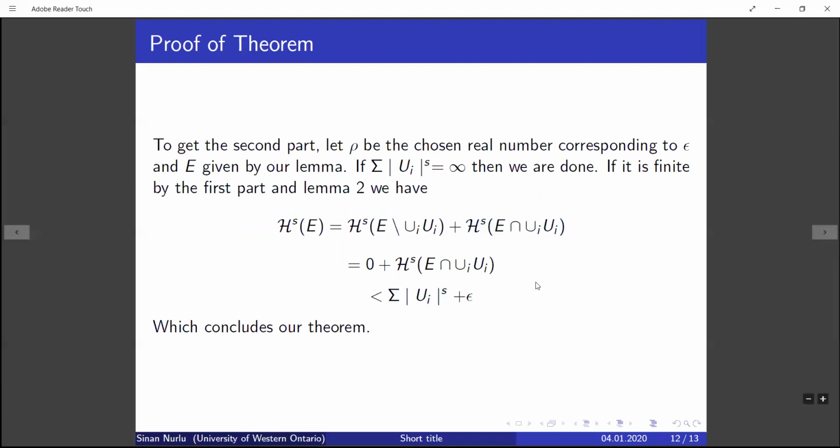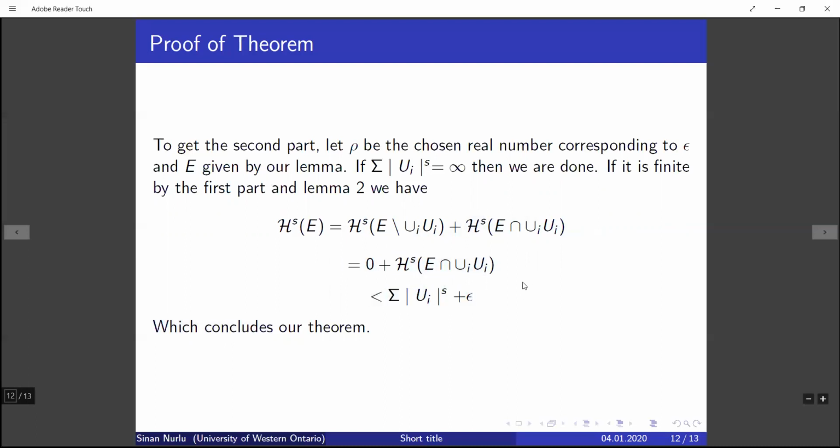All right, now, we assume that this is finite. Because this is finite, in the first part, we proved that this measure is zero. And since E has finite measure, we can write it like this. And since this is zero, we got a zero here. All we want to show is this part is smaller than this part.